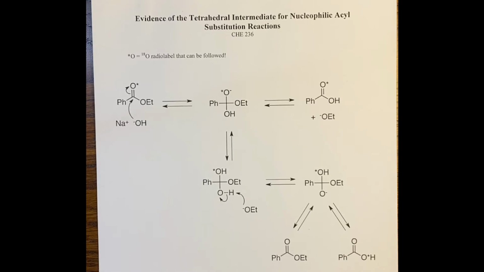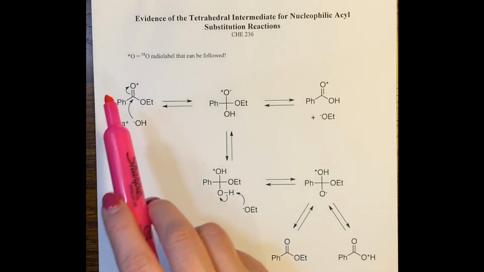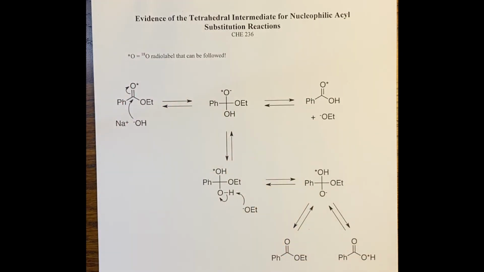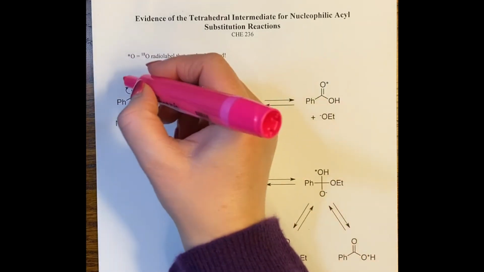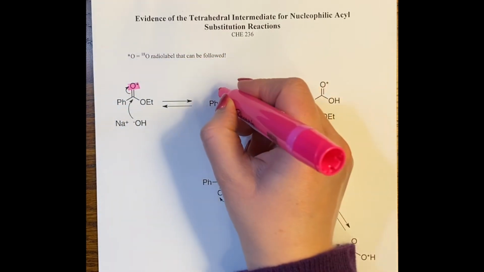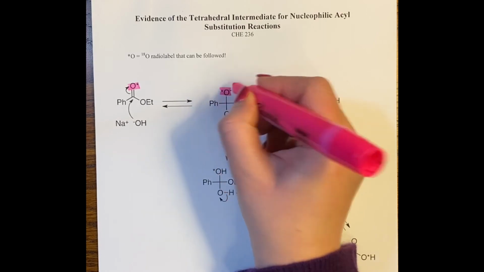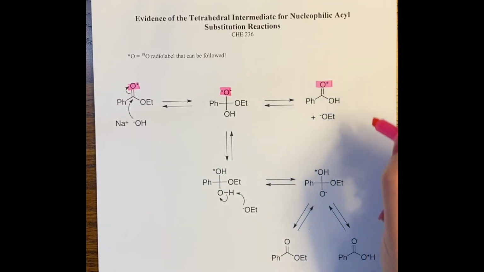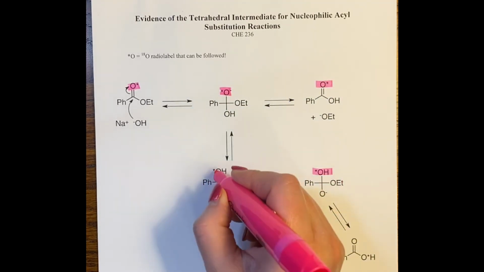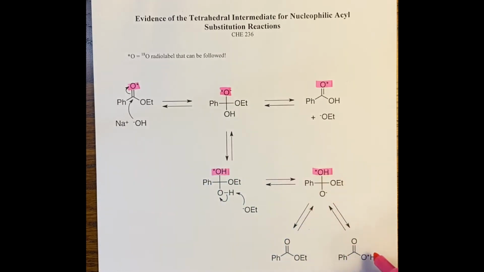Because in this mechanism, what we're going to do is follow this O star, and that's going to represent a radiolabeled oxygen. A radiolabeled oxygen is going to be a specific isotope of oxygen that we can follow through the course of the reaction. So everywhere I see this O star, that represents that radiolabeled oxygen. If I go through my mechanism and I highlight everywhere where I see that O star, that's the specific oxygen that we're going to follow.